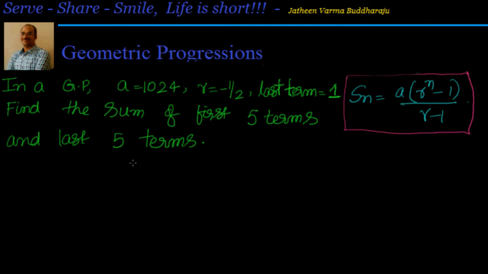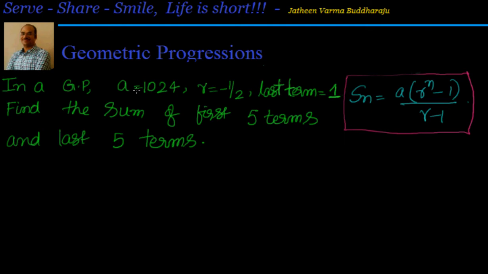In a geometric progression, a equal to 1024, so the first term is 1024, common ratio is minus 1 by 2, and the last term of the geometric progression is equal to 1. So find the sum of first 5 terms and also the last 5 terms. Okay, right. So this is the problem we have.